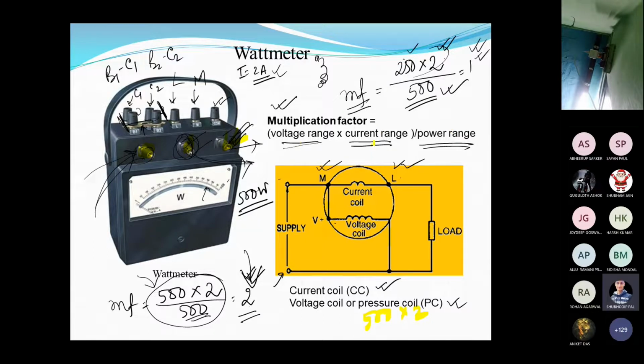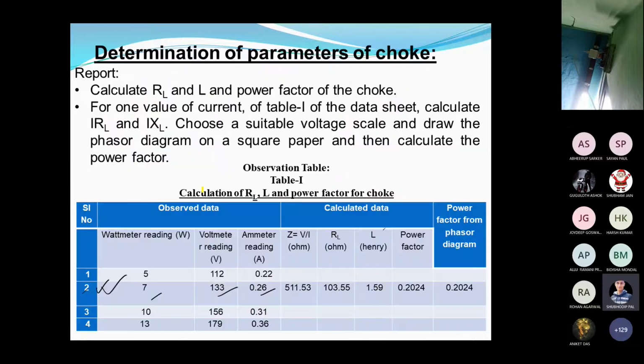This is voltage range into current range by power range. That means you have to note the power scale, and which voltage range you are actually using, this one or this one. So that voltage you have to mention, and what current range you are using. Current range means these plugs. You can connect them either in this pattern or in this manner. Depending on that, the current carrying capacity of the coil may vary. So whatever current range you are using, you put that value and accordingly you will find the multiplication factor. Whatever reading you get in the wattmeter, you have to multiply with this multiplication factor.